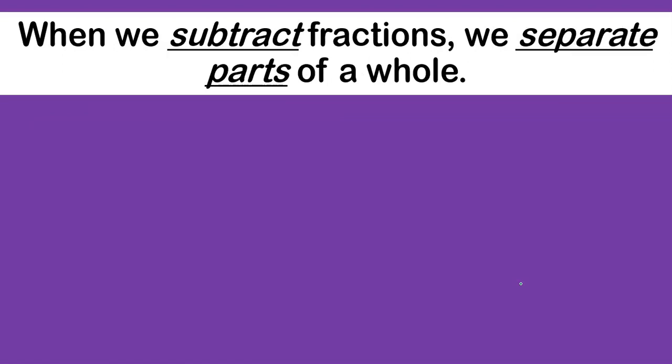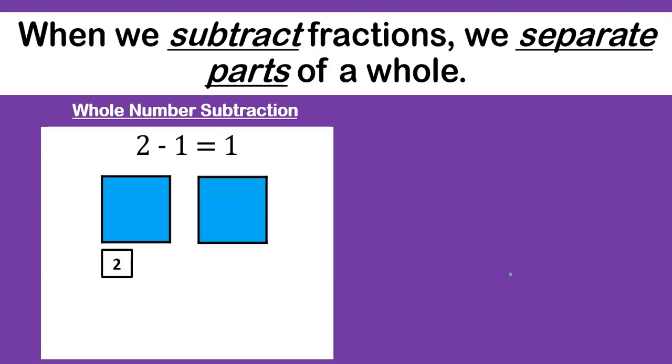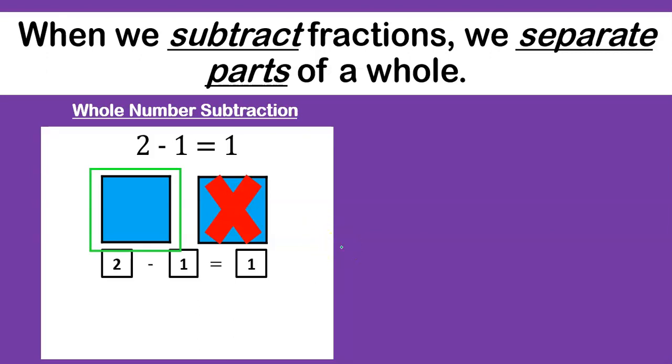So now let's talk about subtracting fractions. When we subtract fractions, we separate parts of a whole. And we do the same thing in whole number subtraction. So in the problem 2 minus 1 equals 1, I have two boxes. We could say that's my whole. And then I subtract 1. So I take one box away. I separate one box from the original whole of 2, and I wind up with one box remaining.